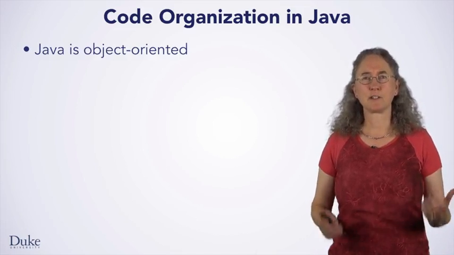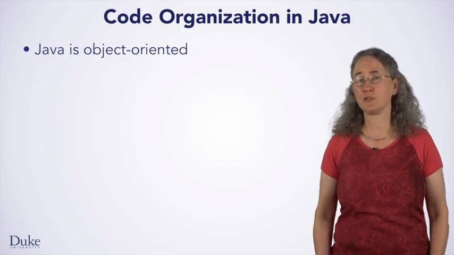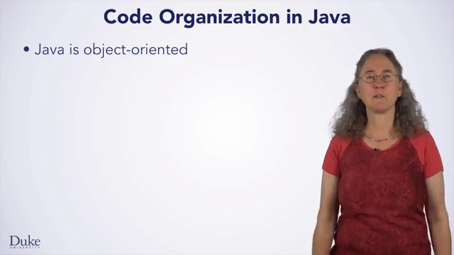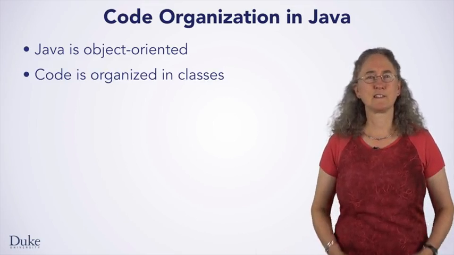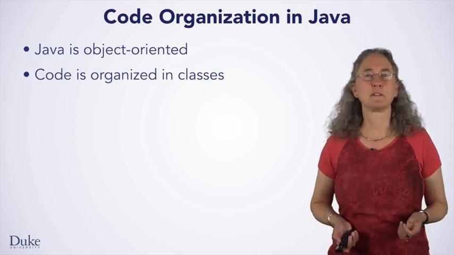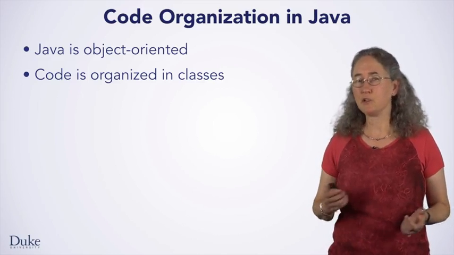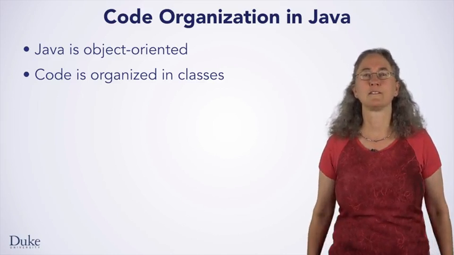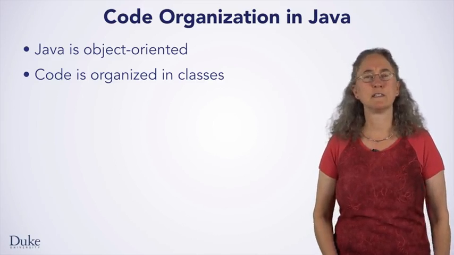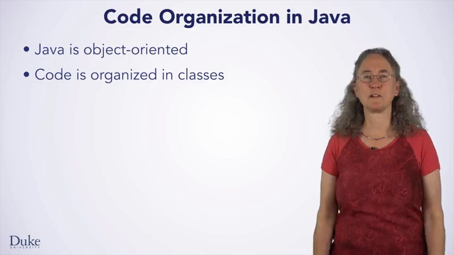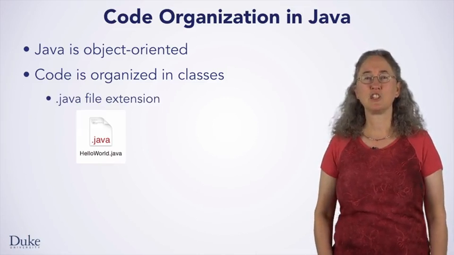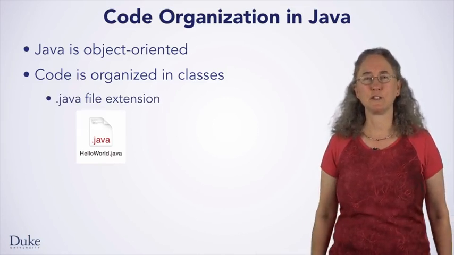Java is an object-oriented language. This means you'll use classes and objects in writing your code. Classes are a way of organizing your programs, and objects are created using classes when your program runs. We'll learn more about objects and object-oriented programming in the next course. Classes have a .java file extension.